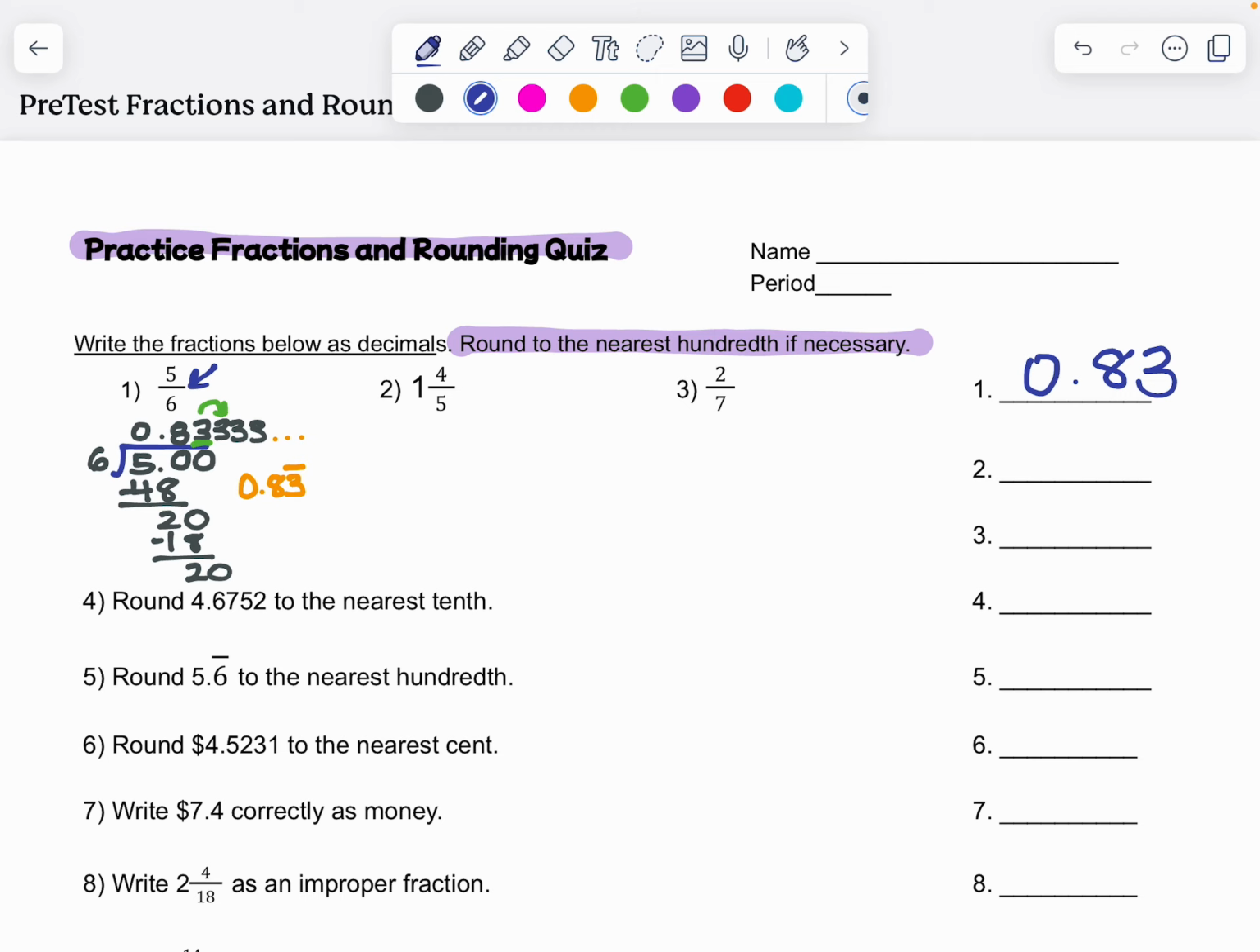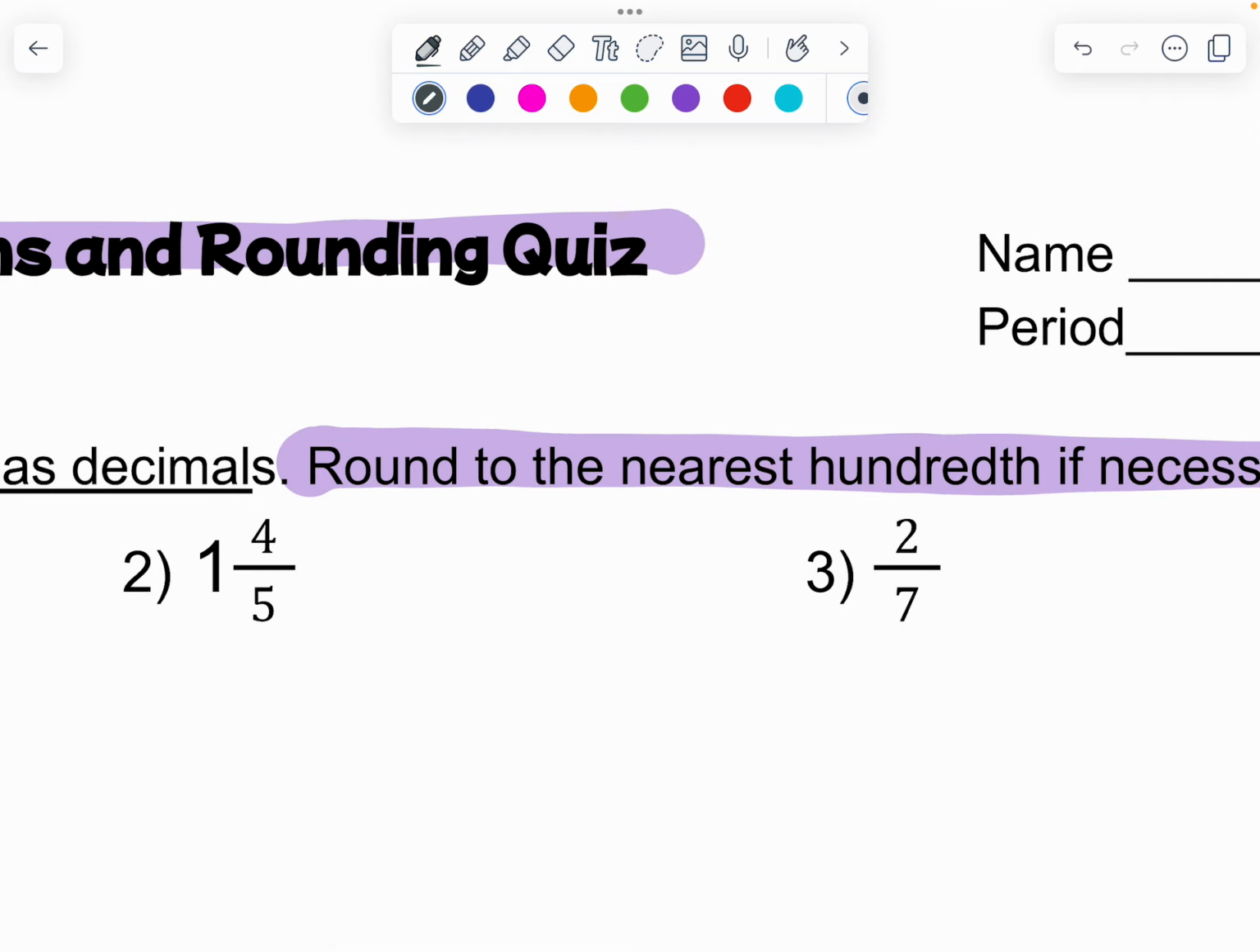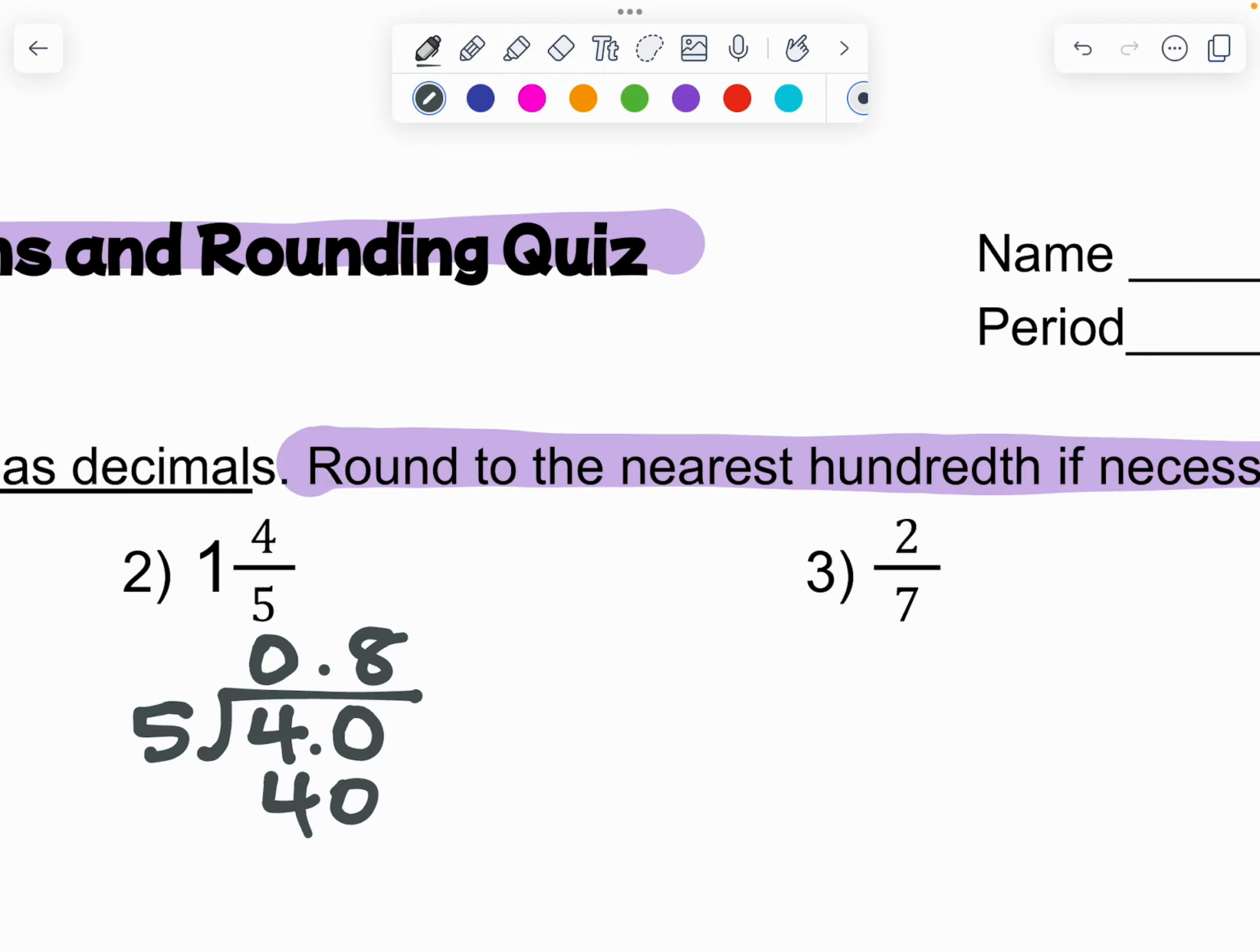All right, let's do the next one. Next one is a mixed number. I have one whole number, so I'm going to put a 1 over here, a period, and then I need to do the 4/5. That's the only part I really need to divide because I know I have one whole number and then some fraction or decimal. So here I go, 5 into 4. It goes in there 0 times. So I can write a 0, add it. All right, and then I can add a 0 onto 40. 5 goes into 40 8 times. Look at that, exactly. That's it.